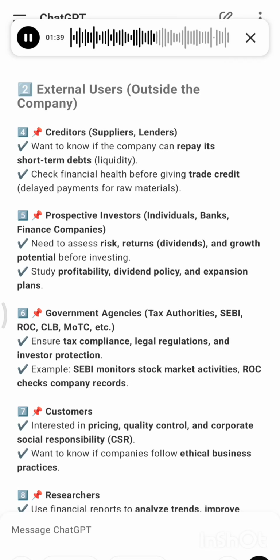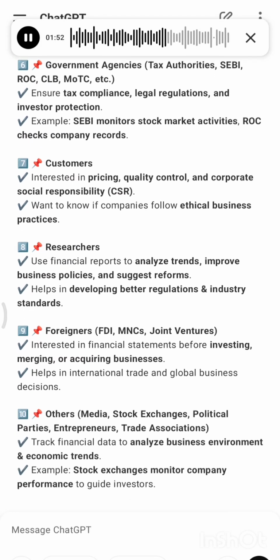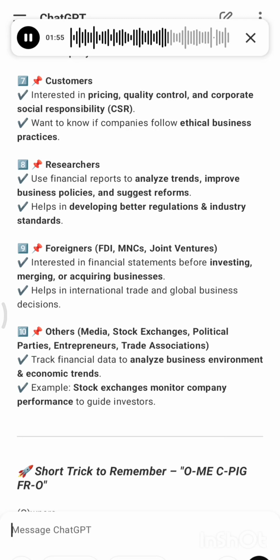6. Government agencies, tax authorities, CB or OCLB, MOTC, etc. Ensure tax compliance, legal regulations, and investor protection. Example, CB monitors stock market activities. RO checks company records.